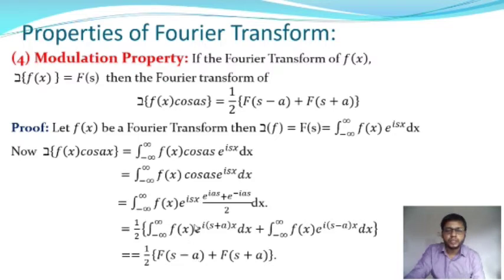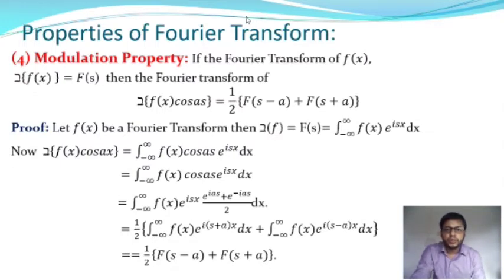From the definition, it will be F of s minus a, and the second one is F of s plus a, the Fourier transformation of s plus a. Therefore, from the modulation theorem of the function f(x) cos ax, it will be half of F(s minus a) plus F(s plus a). Hence the proof of the fourth property of the modulation theorem.